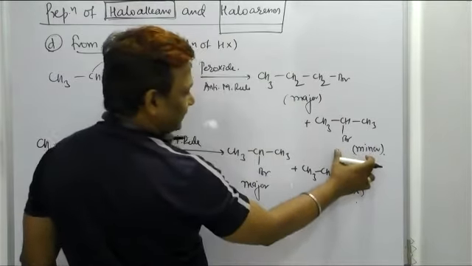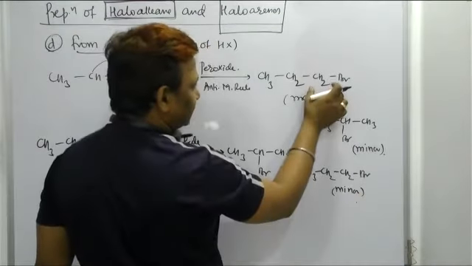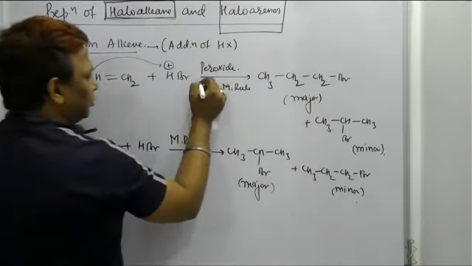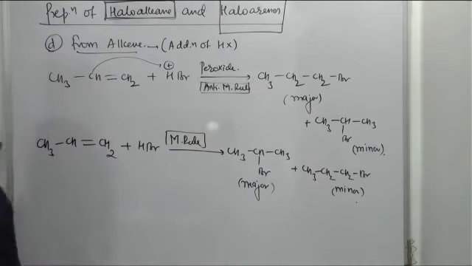See beta, this is a minor here, but that is a major here. This is a minor here, but it is a major here. Only because of the rule followed by it, that is anti-Markovnikov and Markovnikov rule. Is it clear beta? Or are you having doubt in this one? Please, you can ask me your doubts here. No doubt.